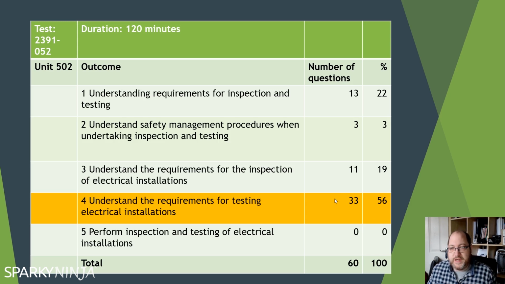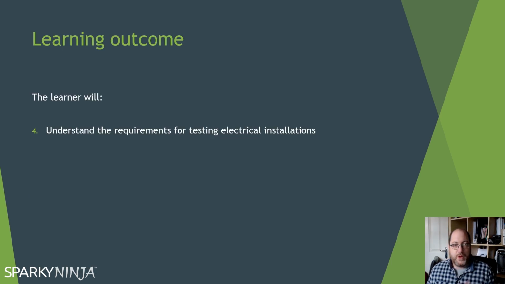So we're going to go through this at a pace, hopefully, that you can follow. And remember, we're just going to talk about what the outcome is, how to achieve it, and your 239152 training, or your 2391 whatever training, should make sure that you have all of the training required to achieve this outcome, because this is what you'll be assessed on. So, you have to understand the requirements for testing electrical installations.